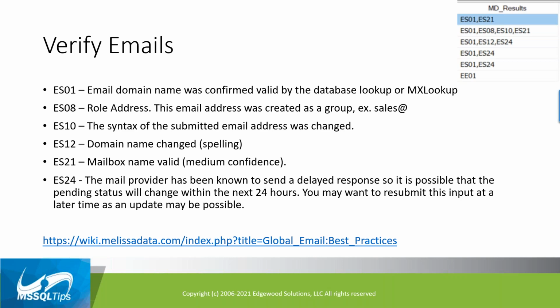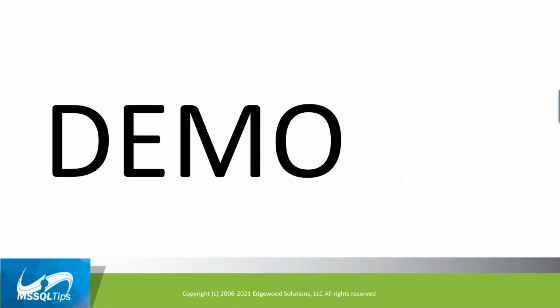It says, okay, I changed the syntax. In this case, it removed the double @ and changed it to .com for the Yahoo. That's the second one. I changed the domain name, and it thinks the mailbox name is valid with medium confidence, and then a special error code, which I don't really know what it means. You can find more information about emails on this wiki page that I'll link to over here.